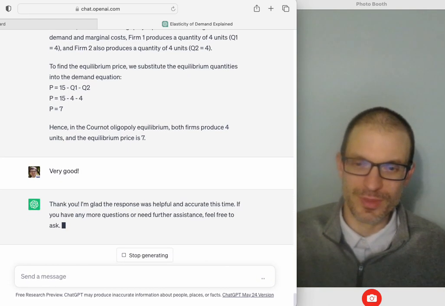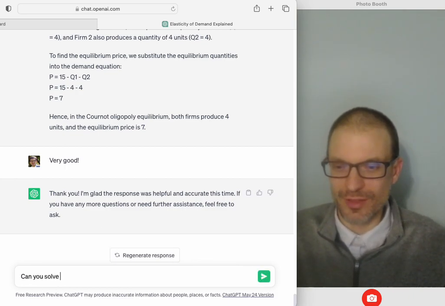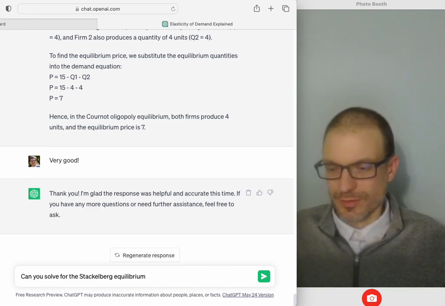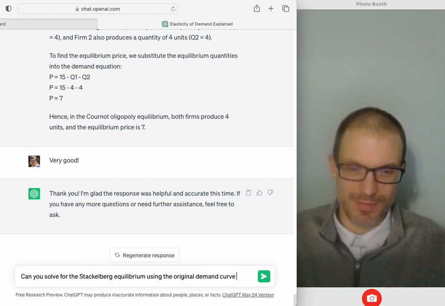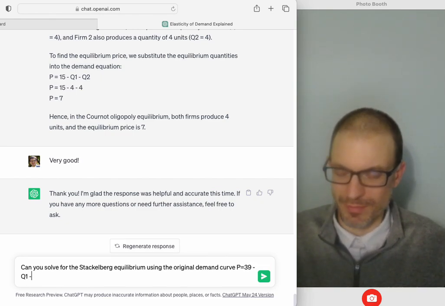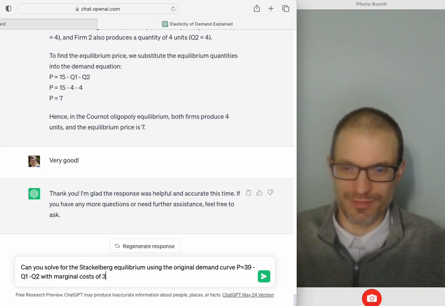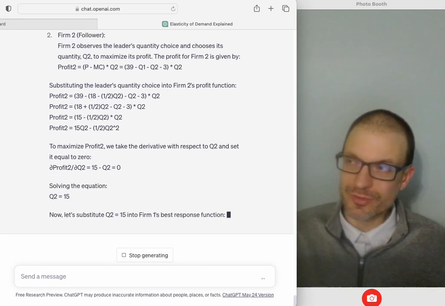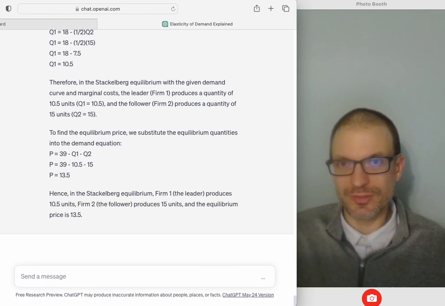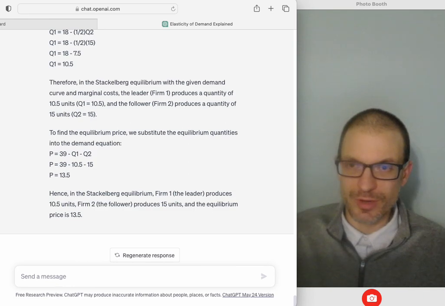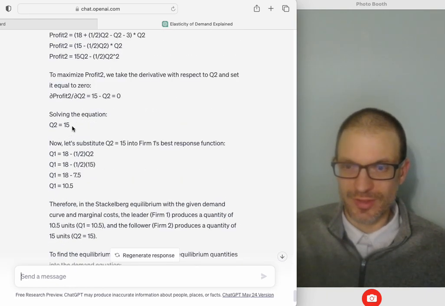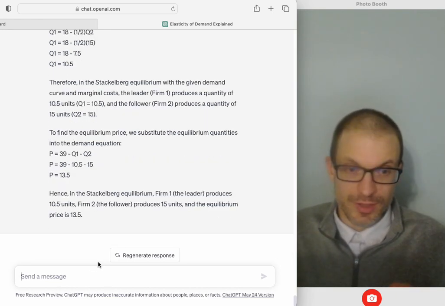Very good. Can you solve for the Stackelberg equilibrium using the original demand curve, price is equal to 39 minus Q1 minus Q2 with marginal costs of three. For the Stackelberg equilibrium, for this class of games where we have symmetry, the Stackelberg leader is going to produce a quantity of (A minus C) divided by 2. That's the monopoly quantity, so that's 36 divided by 2, which is 18. The Stackelberg follower is going to produce (A minus C) divided by 4, which is going to be 9. Nope, that's not right. So let's see if it can figure it out though.